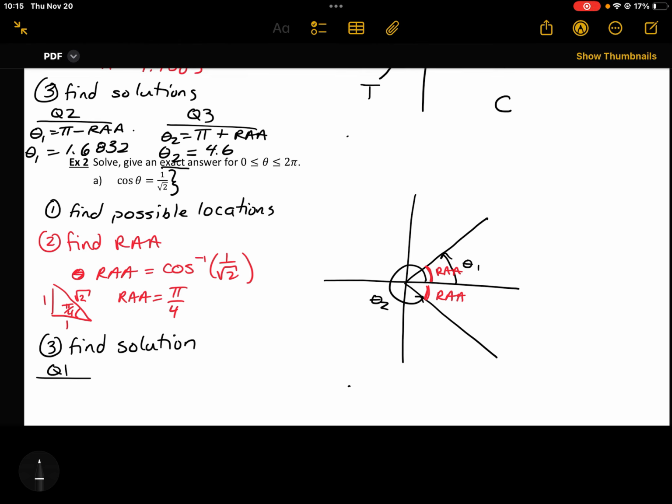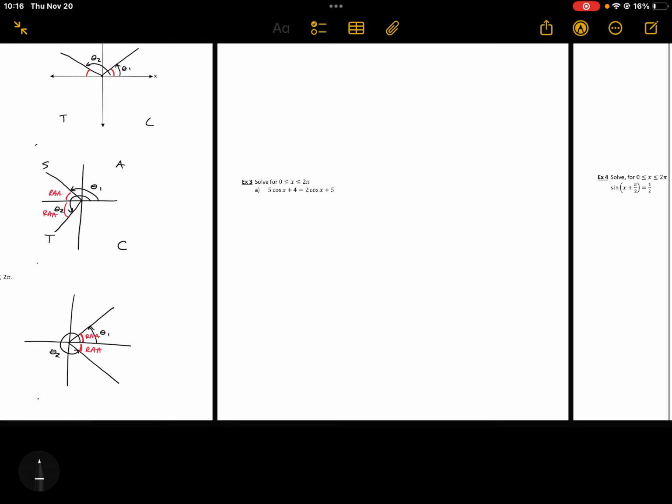in quadrant 1. My solution is equal to the related acute angle, which is pi over 4. And in quadrant 4, my solution is going to be 2 pi take away the related acute angle, which is going to end up giving me 8 pi over 4 minus pi over 4, which is 7 pi over 4. So that's an example of solving, giving an exact answer using special triangles. And we're going to do another example like that.